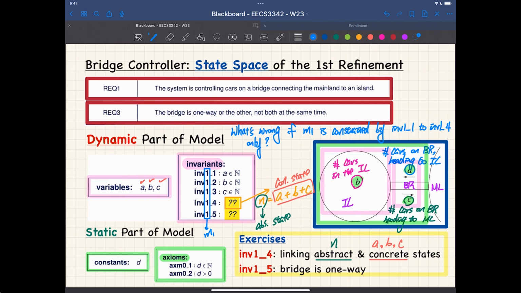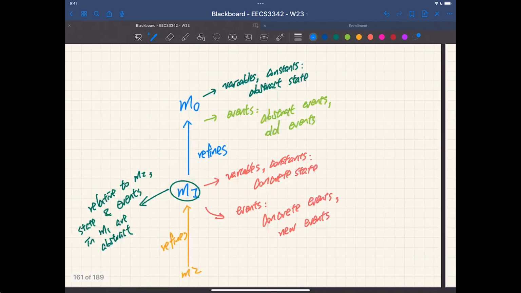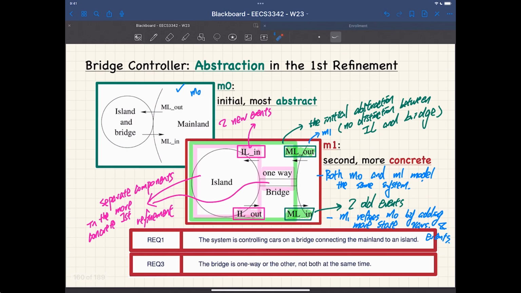Ryan, go ahead. The bridge is a one-way. So if there's cars, if A is greater than 0, then C cannot. Absolutely. You definitely get an essence of that. Very good. Thank you. Yeah, guys, what Ryan said was exactly right. If you remember, one of the requirements that we're trying to address over here, we said the bridge has got to be one way. Let me give you one counter example.